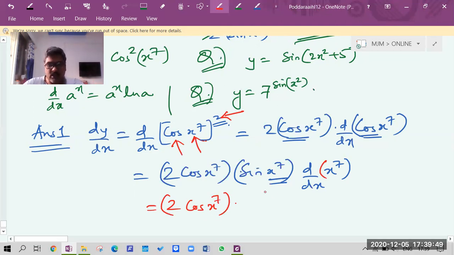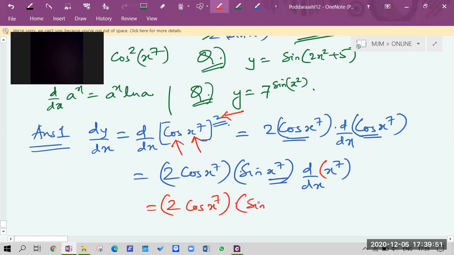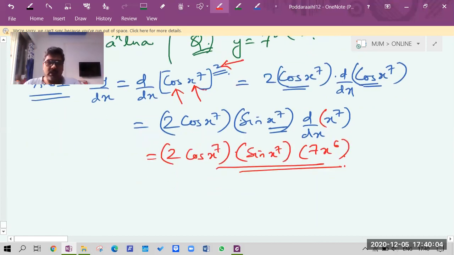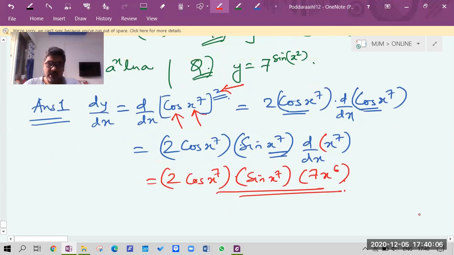So 2 cos x raised to 7 into sine x raised to 7. And the next thing is derivative of x raised to 7 is 7x raised to 6. Right? 7 2s are 14, and that is how it works out. I hope you understood this. So that was your first one. Just go through the solution once, and then I'll go ahead with the next question.